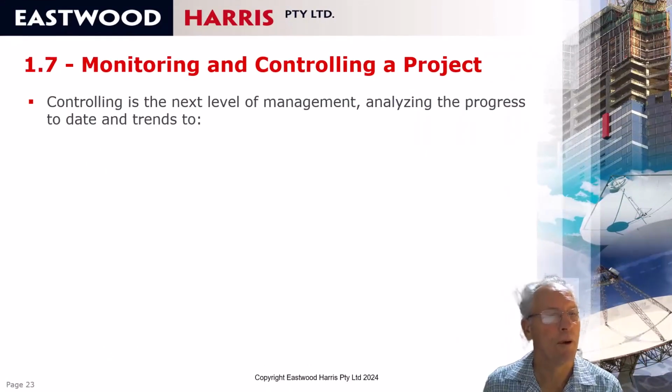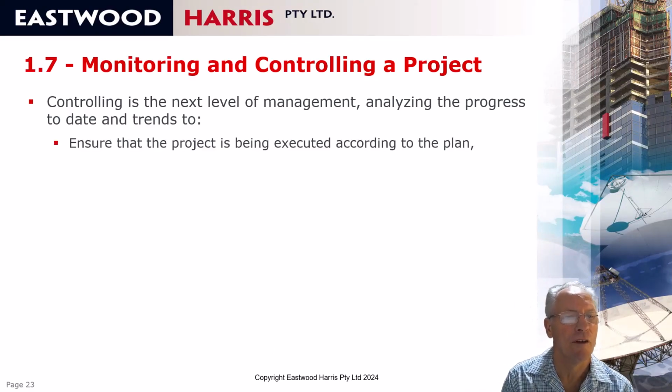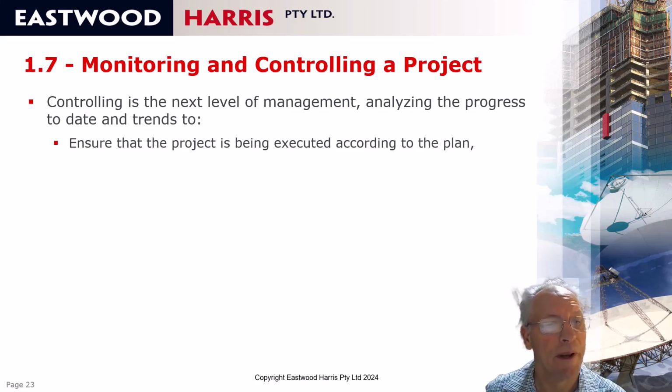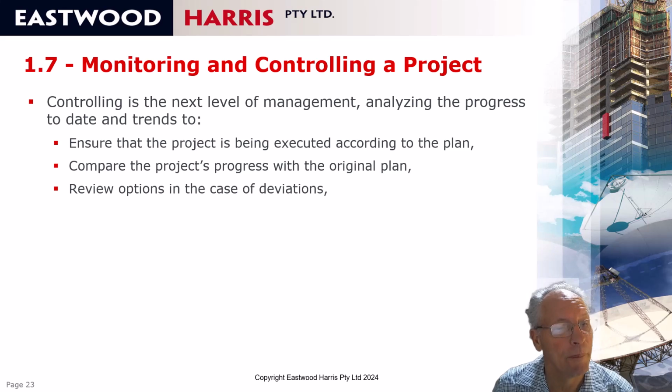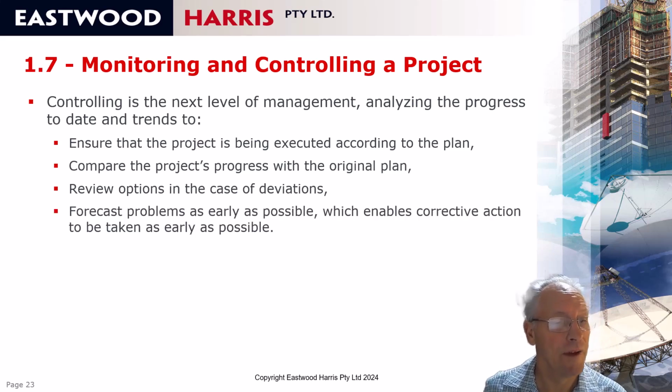Controlling a project is the next level of management, where the project manager analyzes the progress to date, looks at trends, ensures that the project is being executed according to the plan, and compares the progress to the original plan. The project manager will review options in case of deviations and forecast problems as early as possible by having a look at what's going on site and what the program is showing needs to happen. Therefore this is where the project manager sits down with the scheduler and decides how we're going to modify the schedule for future work.